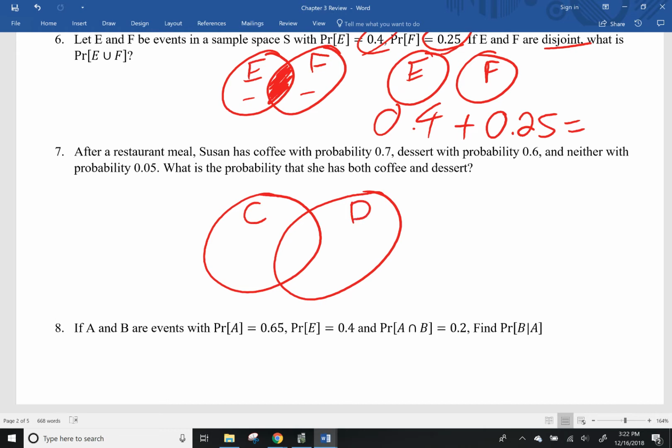So she has coffee with 0.7 probability, but again, you can't just put 0.7 here because we're not sure how much of that 0.7 is going to be in the middle region shared with dessert. So don't jump to conclusions just yet. Same thing with dessert, 0.6, but don't start putting 0.6 in there yet because you don't know how much of that 0.6 is in that middle part. Neither with probability 0.05. So remember, probability all adds up to 1.